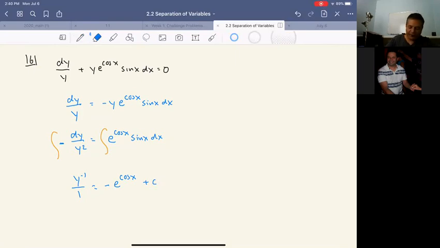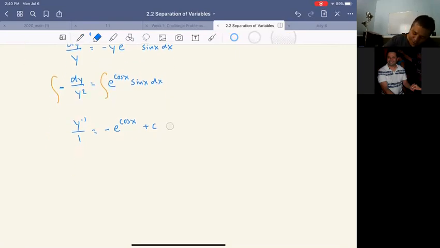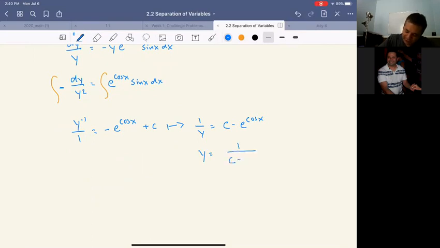Now, when I do the reciprocal, that is going to change the character of the constant. So that means we're going to have to keep the constant around. We're not going to be able to just suck it in. So y is going to be 1 over c minus e to the cosine of x.